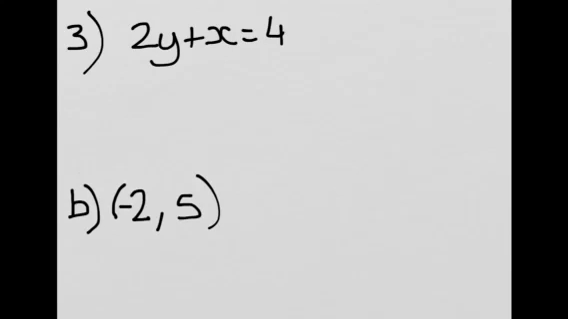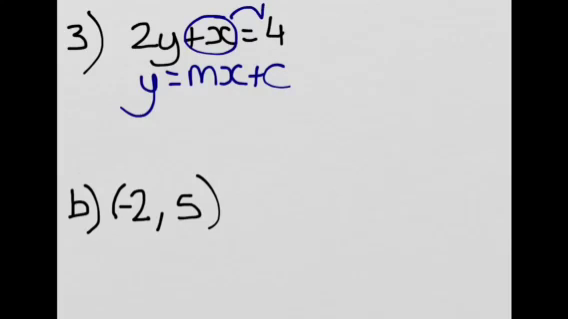In question 3, we're told the straight line has equation 2y plus x equals 4, and we're asked to find the gradient of this line. So what we need to do is take this expression, 2y plus x equals 4, and rearrange it into the form y equals mx plus c. So we need to move the x onto the right hand side, and when we get y on its own we can work out the gradient, that's just the number in front of the x.